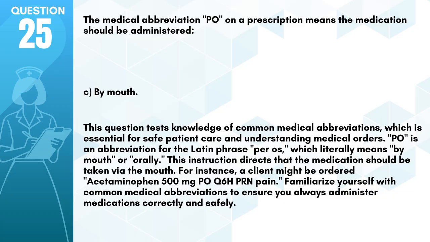understanding medical orders. PO is an abbreviation for the Latin phrase per os, which literally means by mouth or orally. This instruction directs that the medication should be taken via the mouth. For instance, a client might be ordered acetaminophen 500 mg PO Q6H PRN pain. Familiarize yourself with common medical abbreviations to ensure you always administer medications correctly and safely.